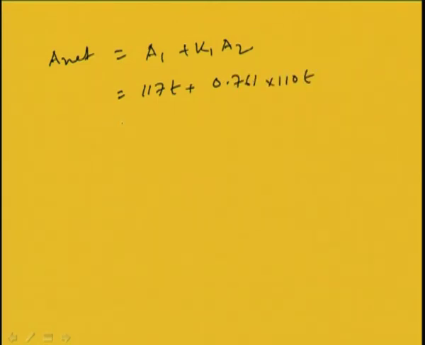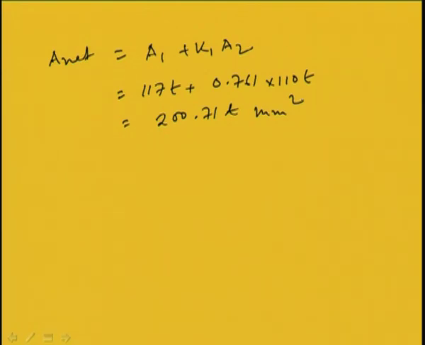Now, what we will do? Now, net area we will find out. Net area will be A1 plus K1 A2. So, A1 is 1170 t plus K1 is 0.761 into 110 t. So, this will become 200.71 t millimeter square. So, net area of the section is coming 200.71 t.